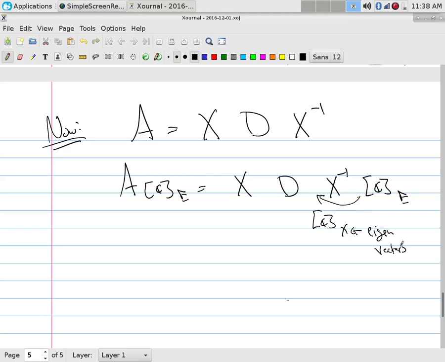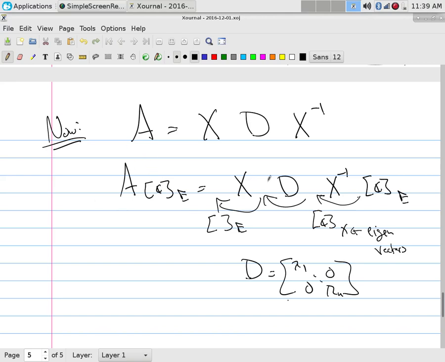But now, what does D do? Here's a very interesting feature. D is just simply lambda 1 through lambda n on the diagonal, and zeros elsewhere. What does it do? All it's going to do is take the first coordinate and multiply it by lambda 1. It's going to take the second coordinate and multiply it by lambda 2, the third coordinate by lambda 3. That's all it's going to do. It just multiplies each coordinate directly by its own eigenvalue. Hey, coordinate 1, you get a lambda 1. Coordinate 2, you get a lambda 2. But then when I multiply by X, where do we go back to? Standard. Back into standard form.